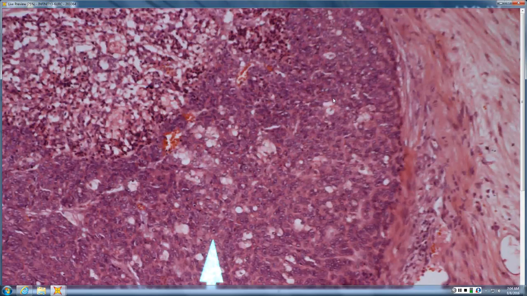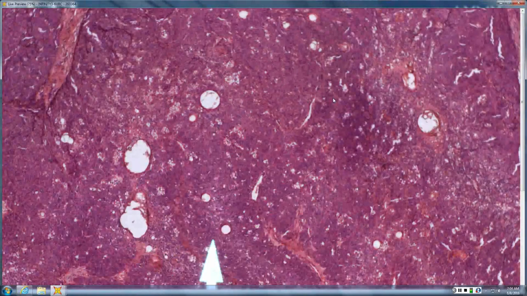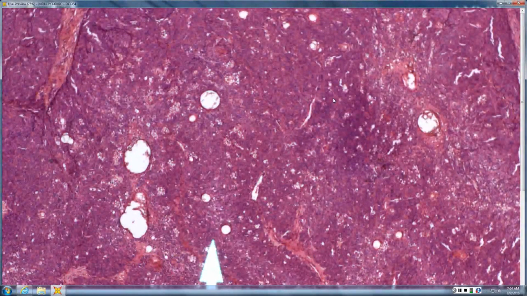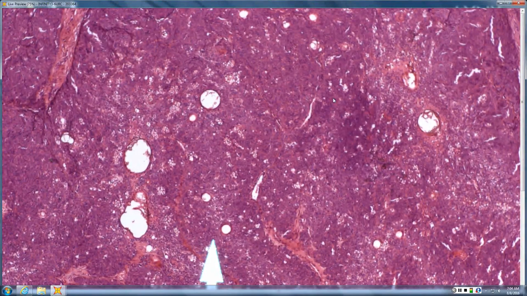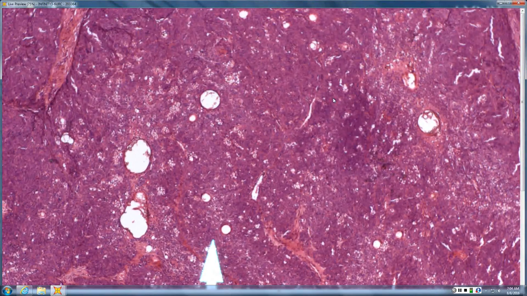What would a pilomatrical carcinoma look like? So it wouldn't have the sebocytes. Sometimes, if it's nice to you, you will have scattered, vacuolated, mature-appearing sebocytes in a sebaceous carcinoma. And that's not always the case, and sometimes it's really difficult to tell. But the basaloid cells will look a little bit different. So pilomatricomas or pilomatrical carcinomas are based off of the matrix, so that hair matrix epithelium. So they're a little bit more basaloid.